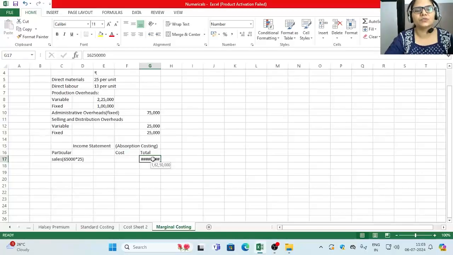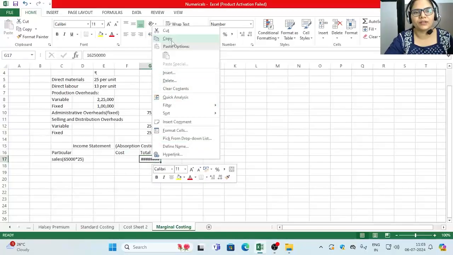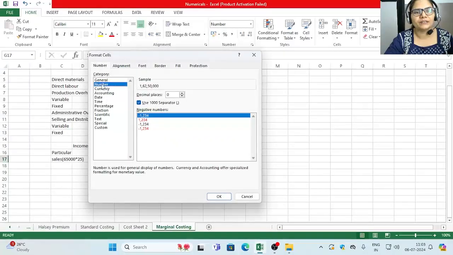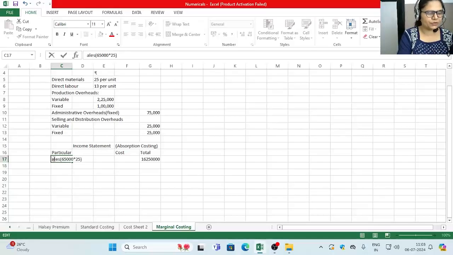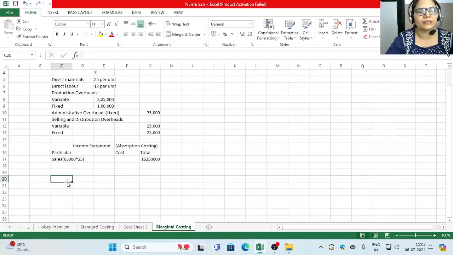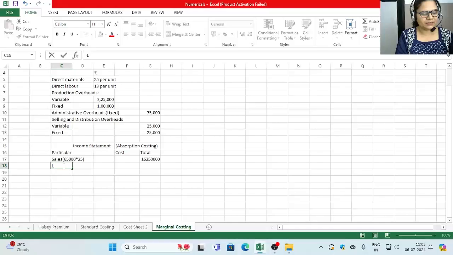We will record this statement in this particular column. As such, there is no format that we have to follow, but it is just as per our general understanding that we are recording this statement over here. It's all up to you how you want to present your question so that it looks more presentable and impressive to the reader. Now from sales we will deduct cost of sales.